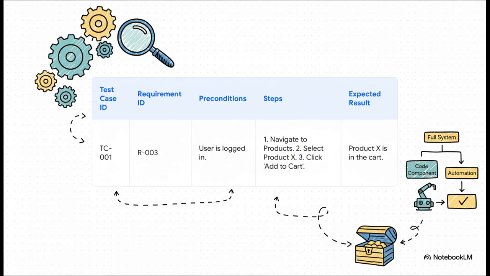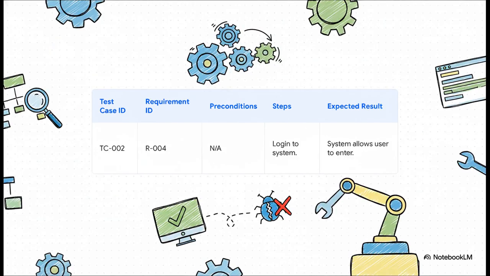It has an ID, it points to a specific requirement, it lists preconditions, the steps are precise, and the expected result is crystal clear. This level of detail means anybody could run this test and get the same reliable result every single time. And here's the opposite.